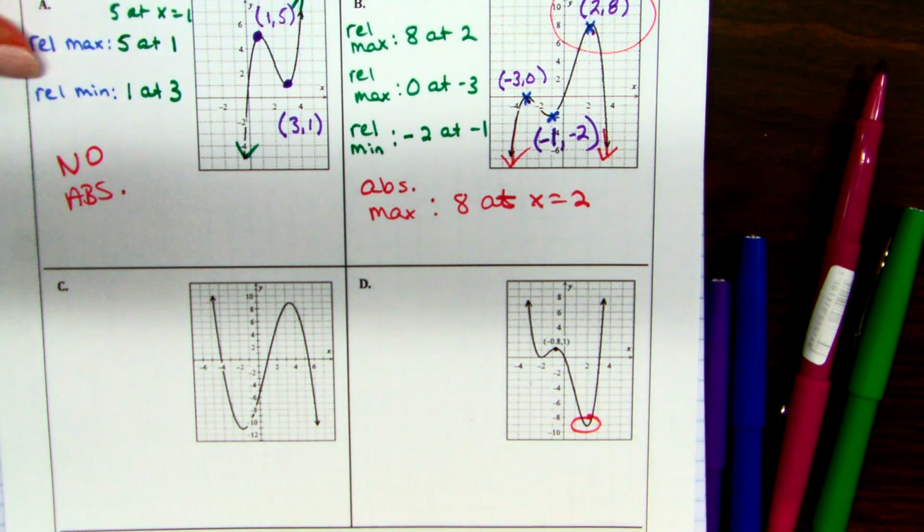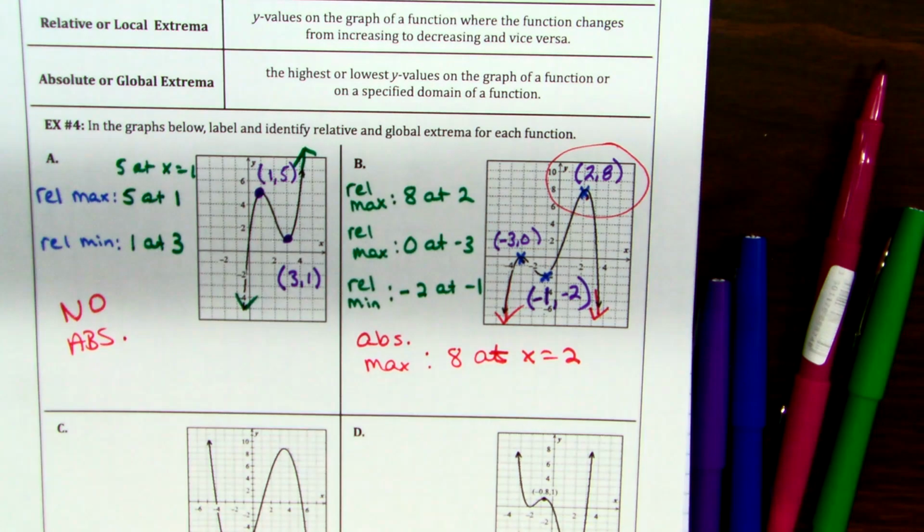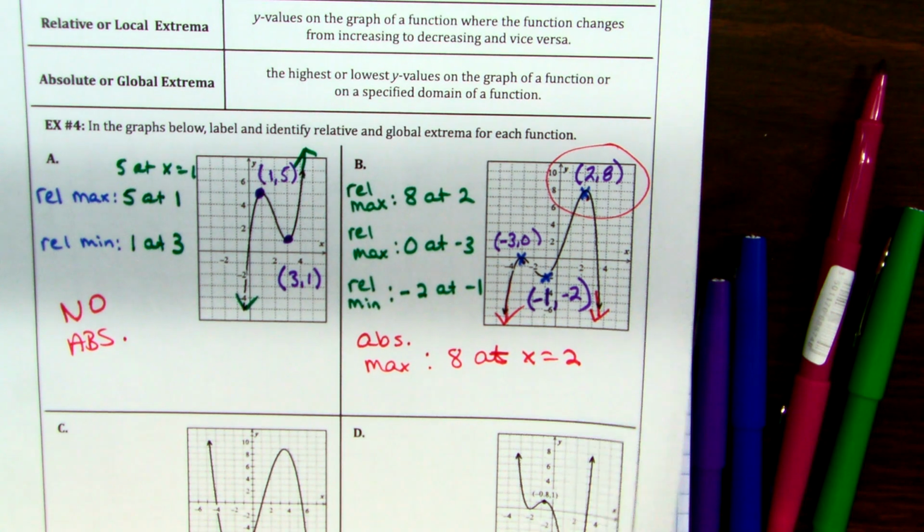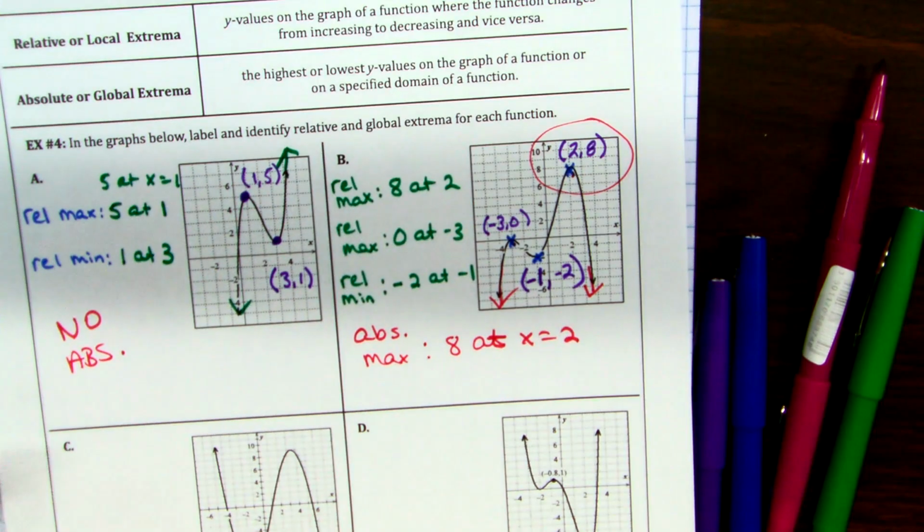All right. So list all your points as either a min or a max, and then ask yourself, are any of them the highest or the lowest? That's when you give them the absolute. That's it. Good? Not bad, right?